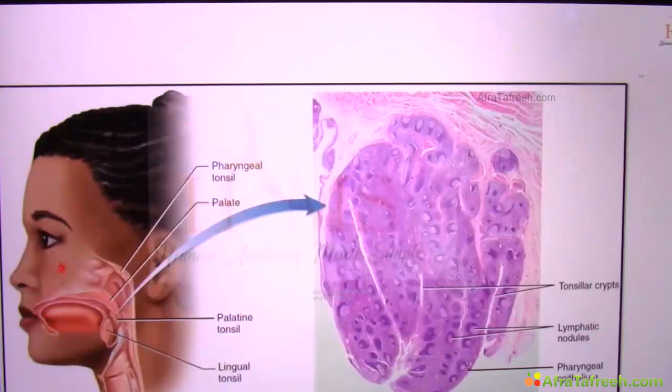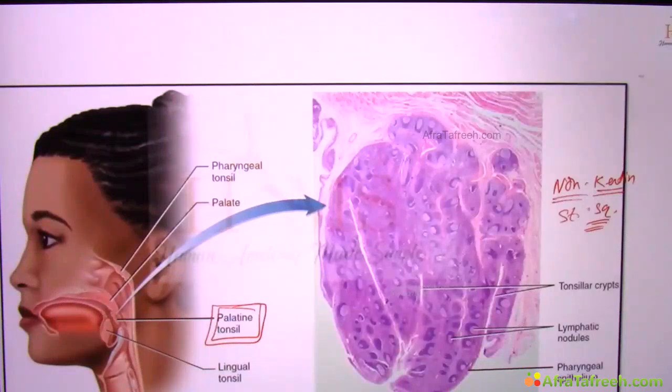Stratified squamous epithelium, but my point is, is it keratinized or non-keratinized? It is non-keratinized. Now, when you say there is a non-keratinized stratified squamous epithelium, that is the identification of the tonsil, especially palatine tonsil.